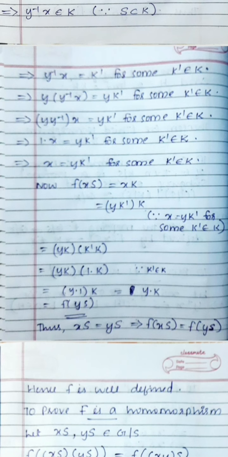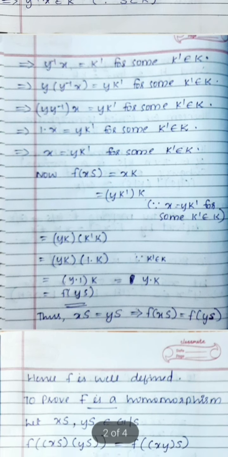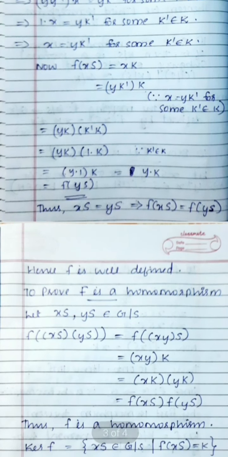So k, I am writing as 1 into k, which is equal to y into k into 1 into k. K dash into k is nothing but k. So instead of k I am writing 1 into k, which is equal to y into 1 into k. So grouping terms like this, y into 1 into k is nothing but y into k. If f of xs is equal to x into k, then y into k will be nothing but f of ys.